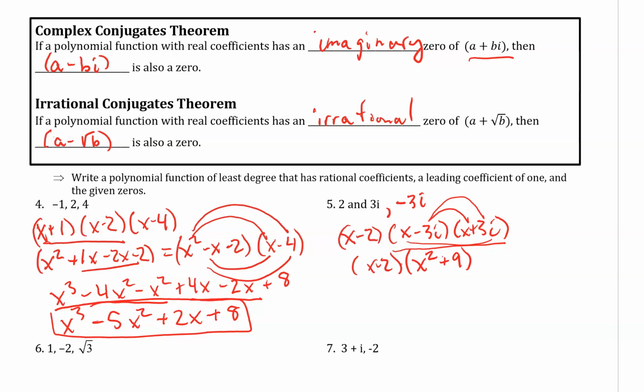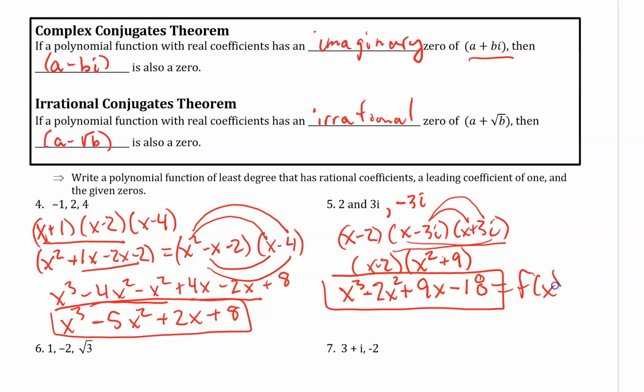And then I'll multiply all that times x minus 2. So when I do that, I get x cubed plus 9x. I left a little gap because I'm going to have minus 2x squared minus 18. And for each of these, we'd write these as f of x.